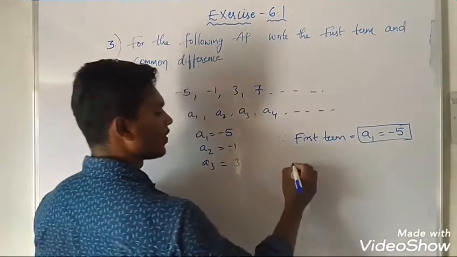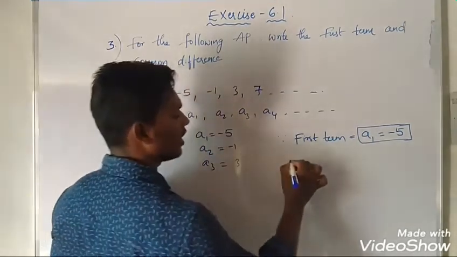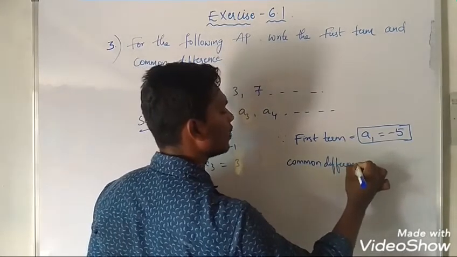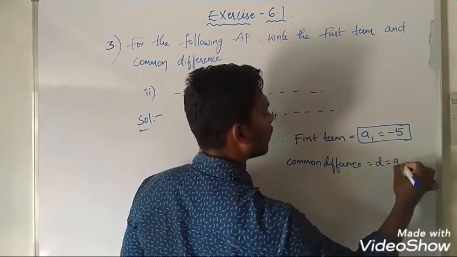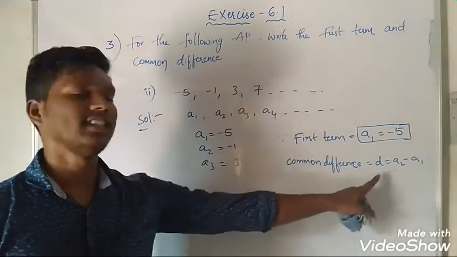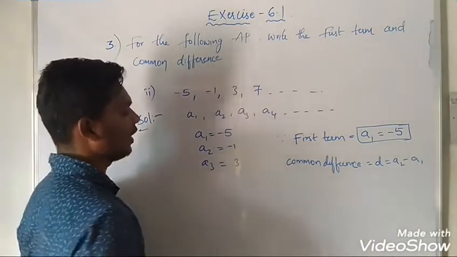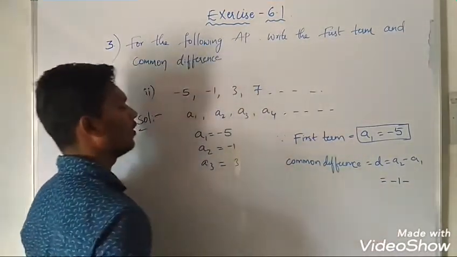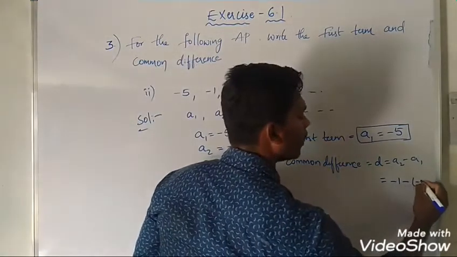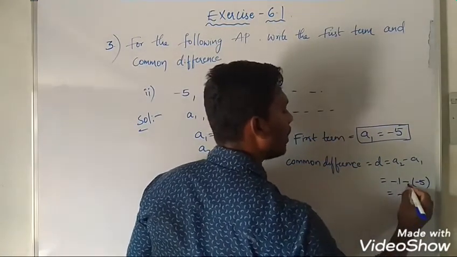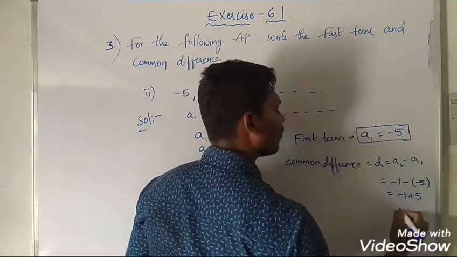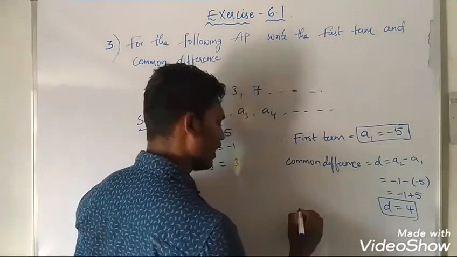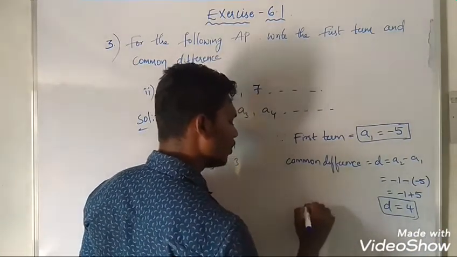Next we must find the common difference. What is the formula for the common difference? The common difference d is equal to A2 minus A1. The value of A2 is minus 1, minus the value of A1, which is minus 5. Here minus into minus is plus. So minus 1 plus 5 will be 4. So finally the common difference d is equal to 4.